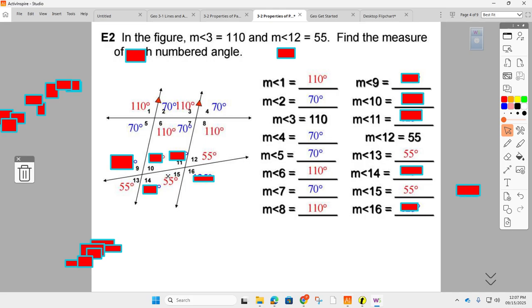We know that 15 is 55 degrees. So now we should know what the measure of angle 10 is, right? Those would be alternate interior angles. What do we learn about alternate interior angles? Can we figure it out? What do we know about alternate interior angles when they're created with parallel lines and transversals? Are they congruent or supplementary? Congruent. So 10 is 55 degrees as well.